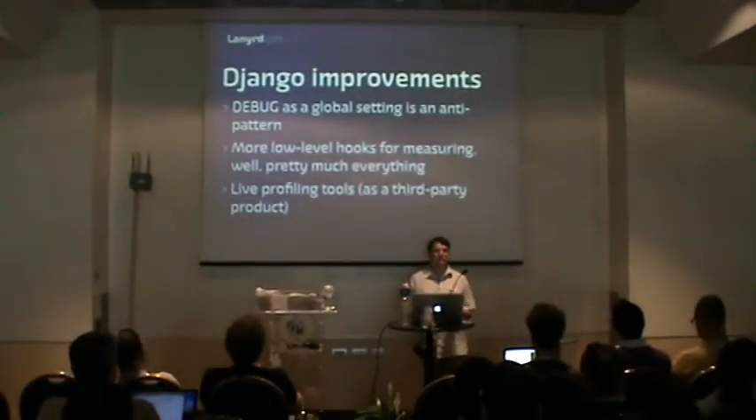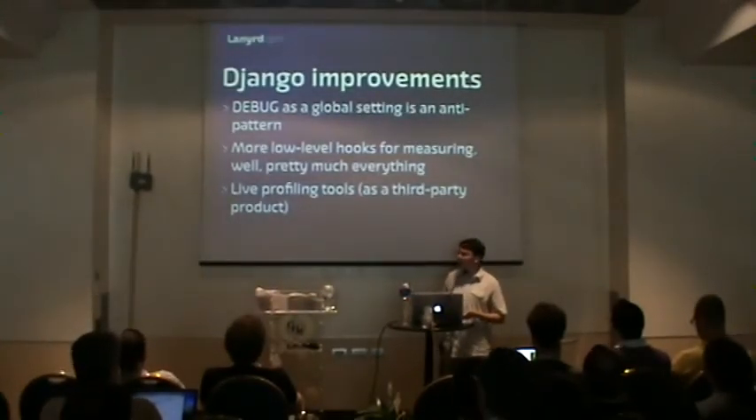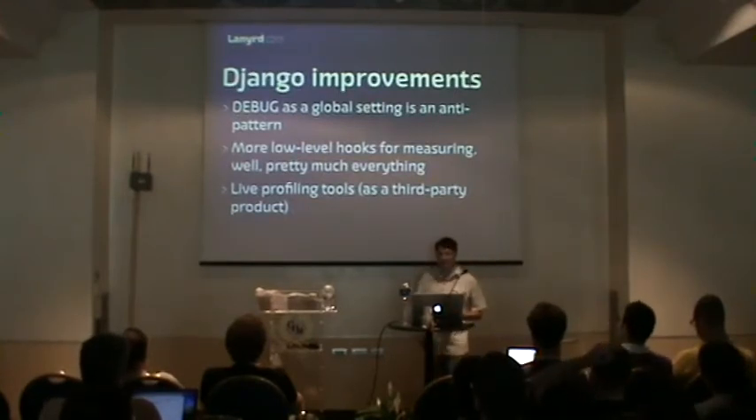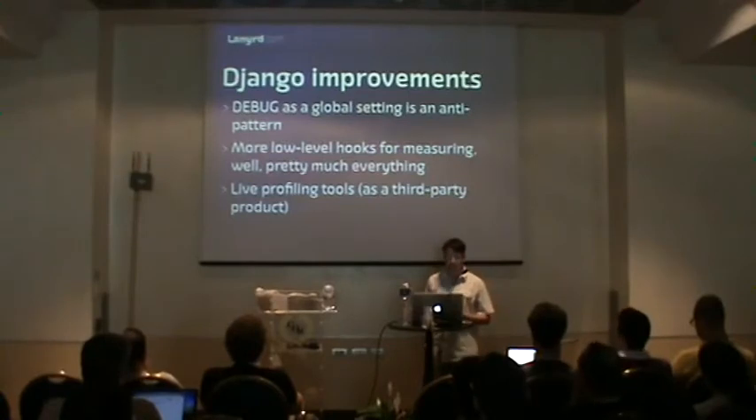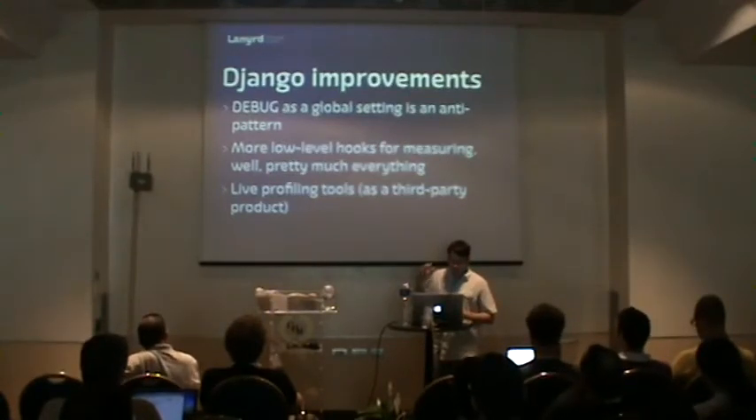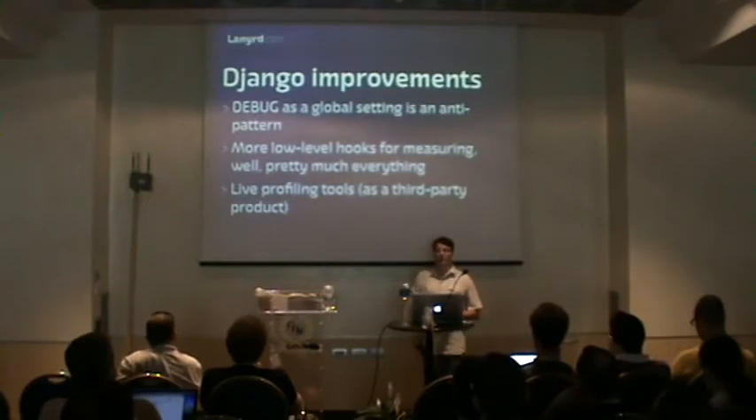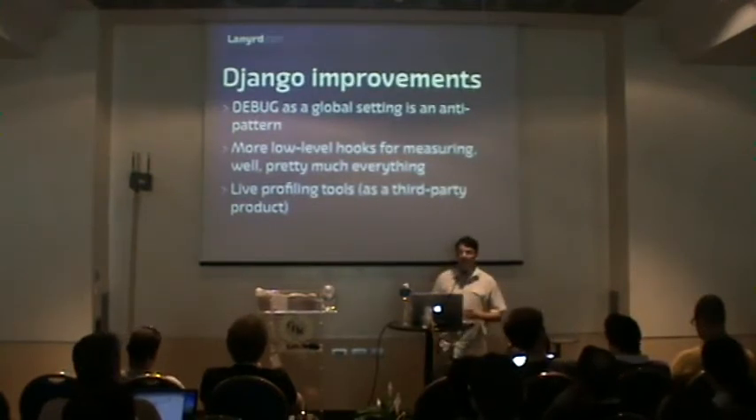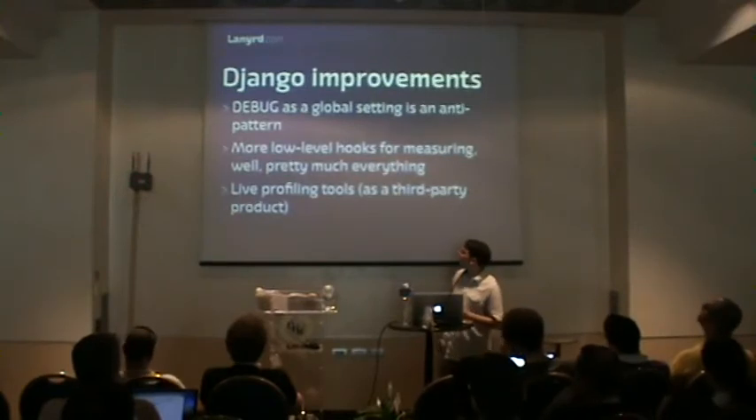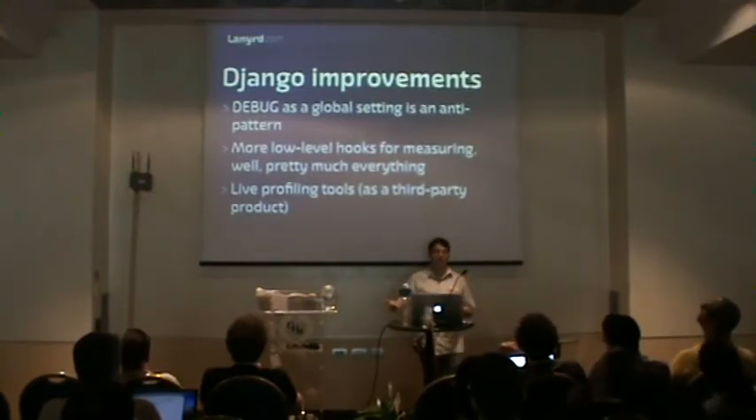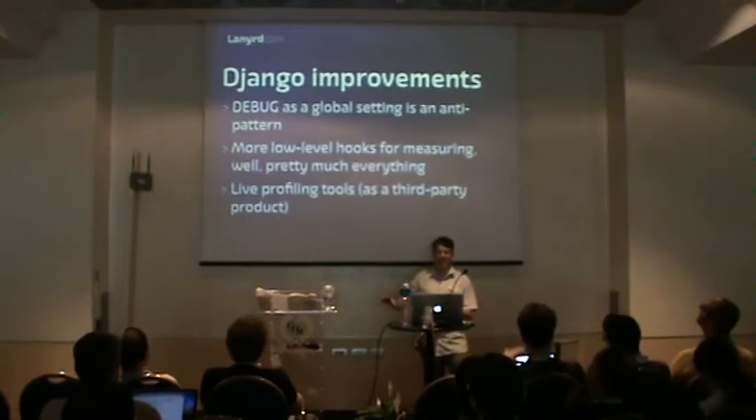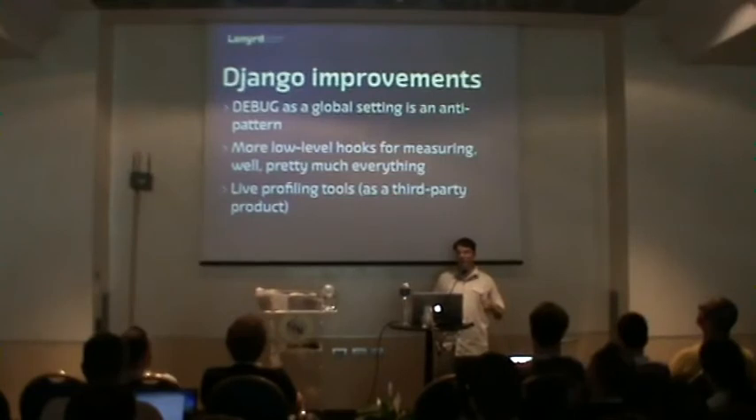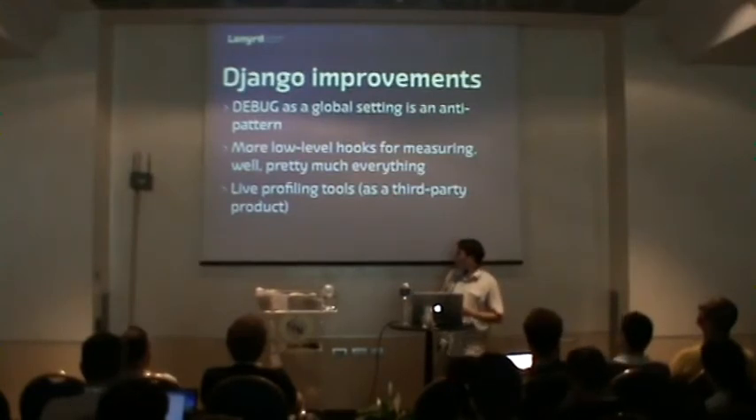So in terms of improvements to Django, one of the big ones is that debug as a global setting, I think, is an anti-pattern. And I've got a bit of a rant later on about related issues to that. I don't think anyone who's ever been faced with a bug in a production system has thought, I wish I had less information about this bug. So the more low-level hooks we have for measuring pretty much everything, SQL queries, HTTP requests, caching operations, anything like that, especially if you can turn them off if you don't want the performance overhead, but you can turn them on when you need them, the more of those, the better.